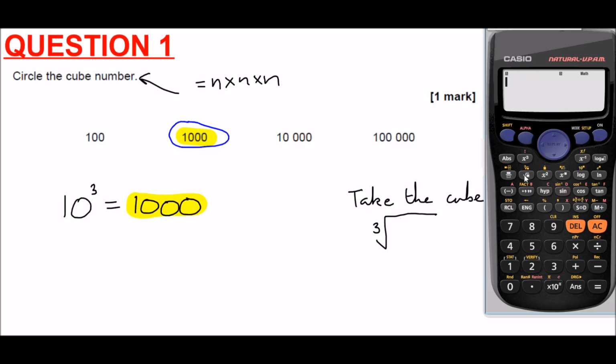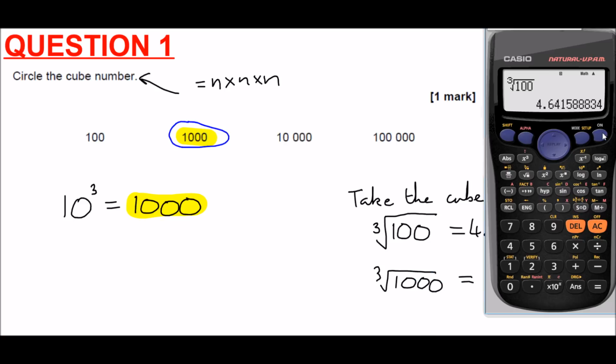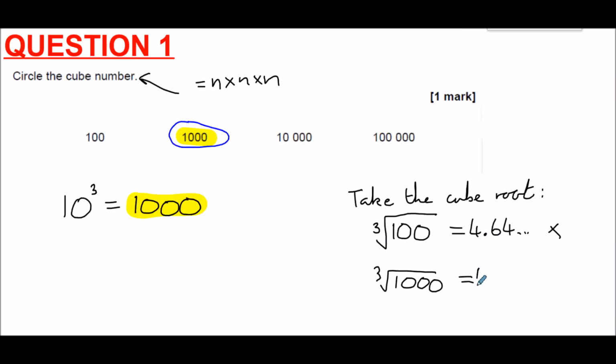What you do is you press Shift and the square root button. This gives you the cube root. So if we try 100, the cube root of 100 isn't a whole number. It's 4.64 something. But if you were to try the cube root of 1,000 on your calculator, you would find that that would be 10. Which is a whole number.